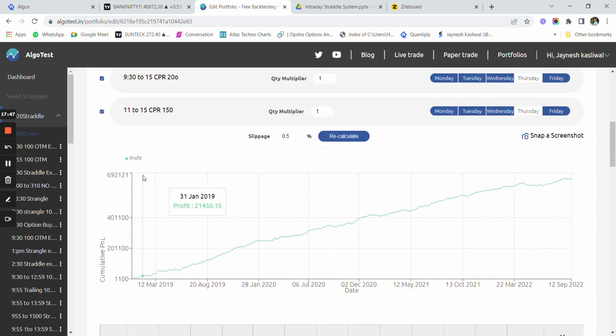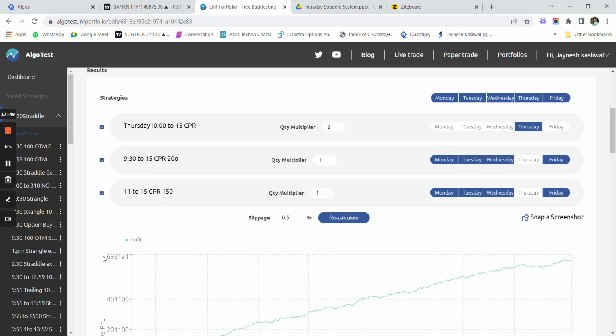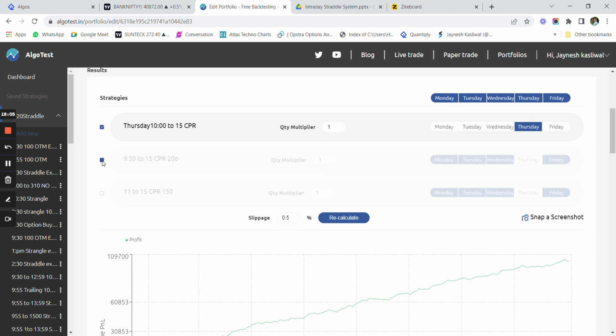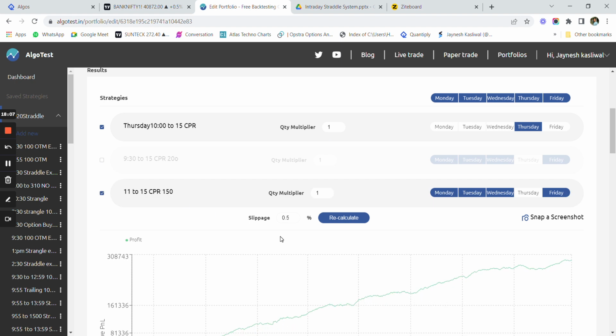From the profit from 6,60,000 has come to 6,90,000. So you can run this combination as well, or you can run any of the combination with the Thursday combination. So if I want to disable this, I can run these two combinations as well with one lot, or if I do not want to trade this, I can trade this combination as well.